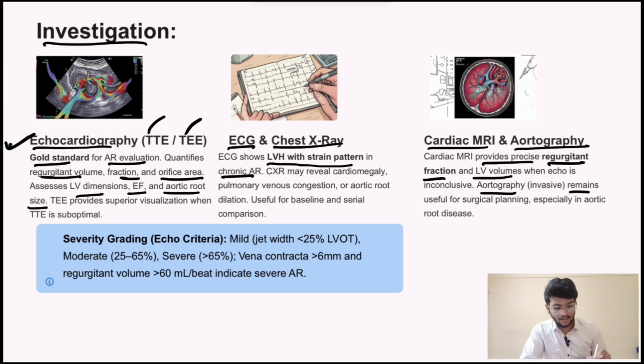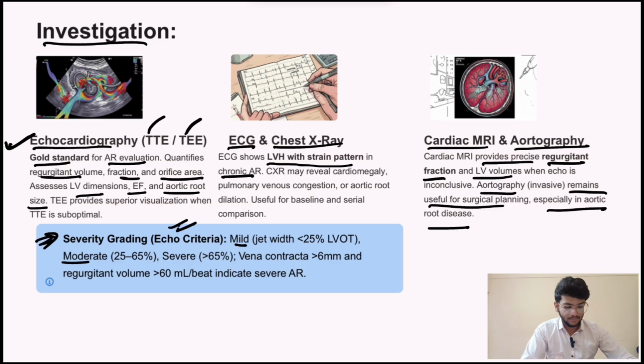The severity grading is done on the echo criteria, where mild is less than 25 percent, moderate is 25 to 65%, severe is more than 65%, vena contracta more than 6 millimeters, and regurgitant volume more than 60 ml per beat indicates severe aortic regurgitation. These are the criteria for diagnosing aortic regurgitation: mild, less than 25%, then moderate 25 to 65%, and severe, more than 65%.